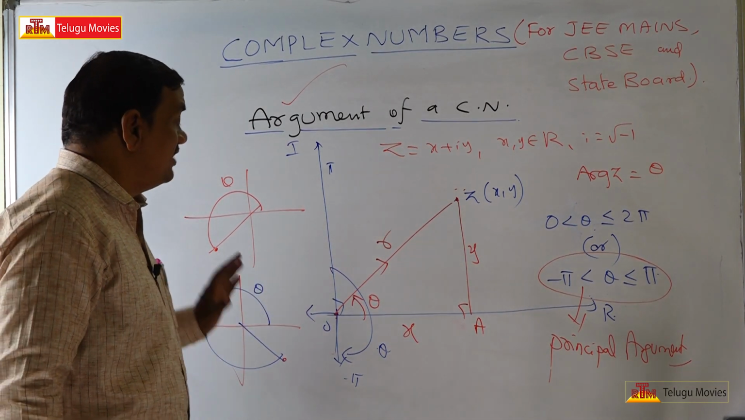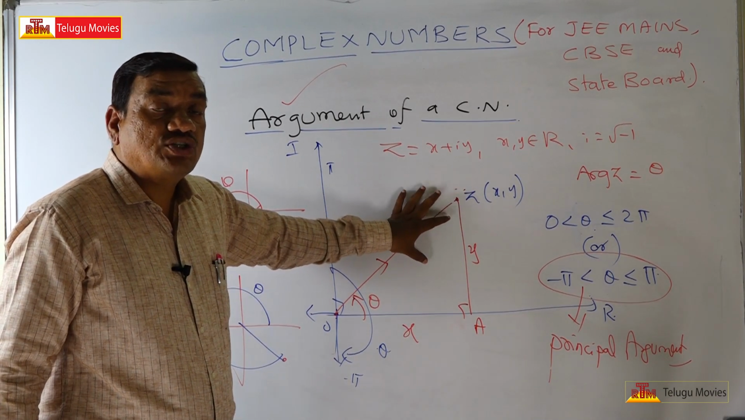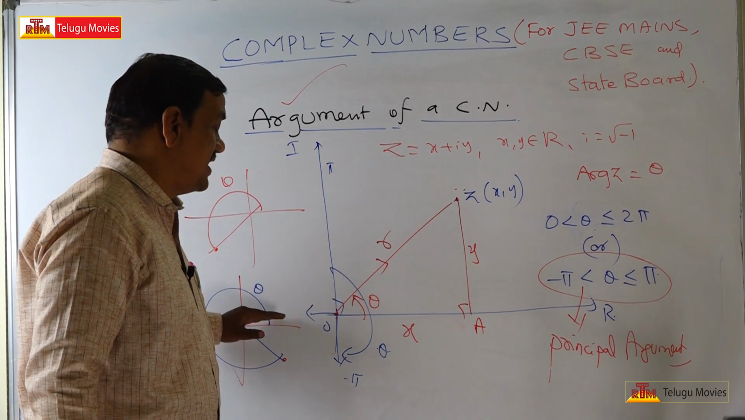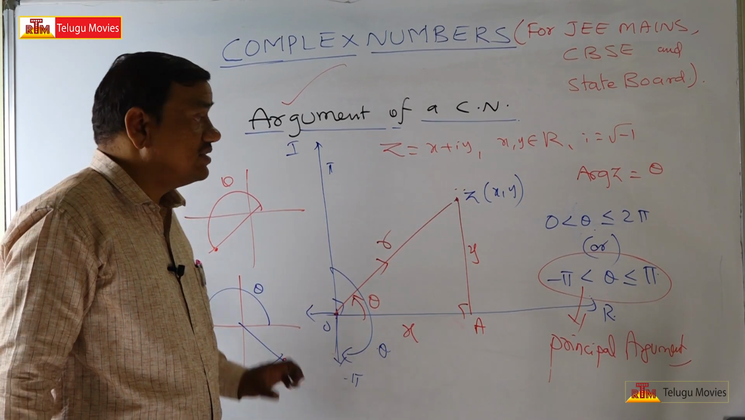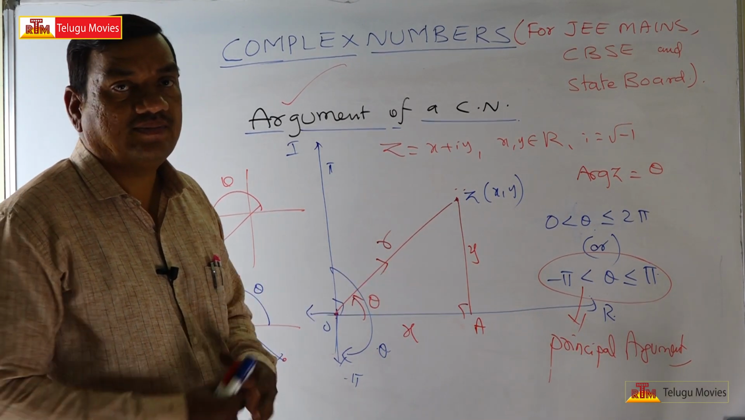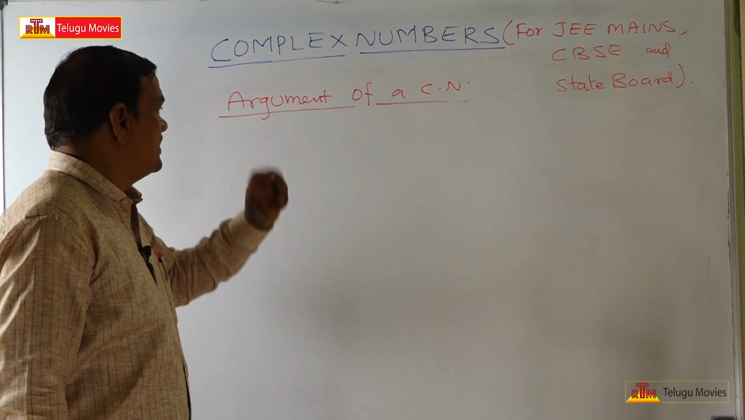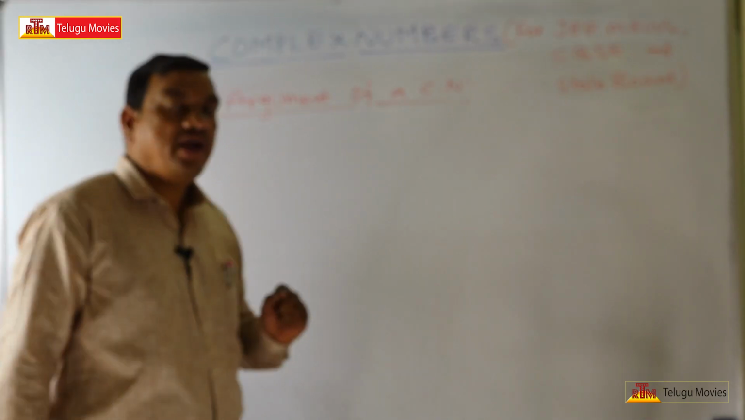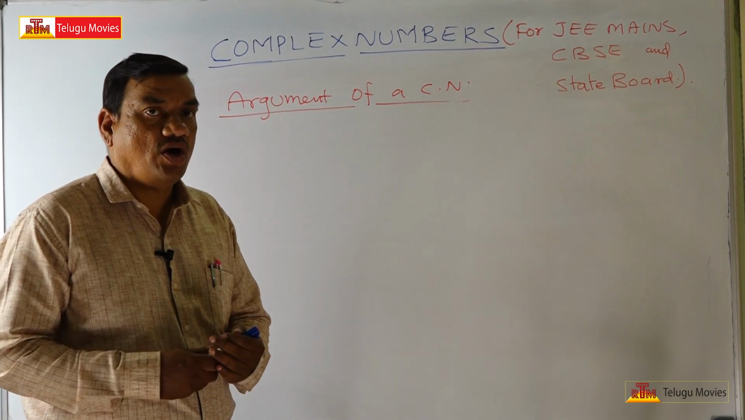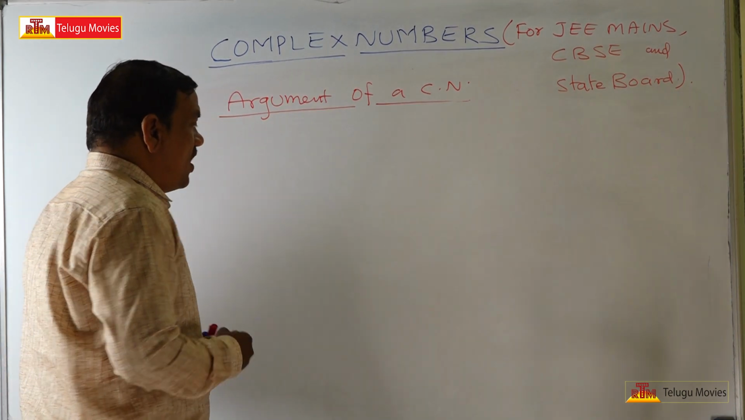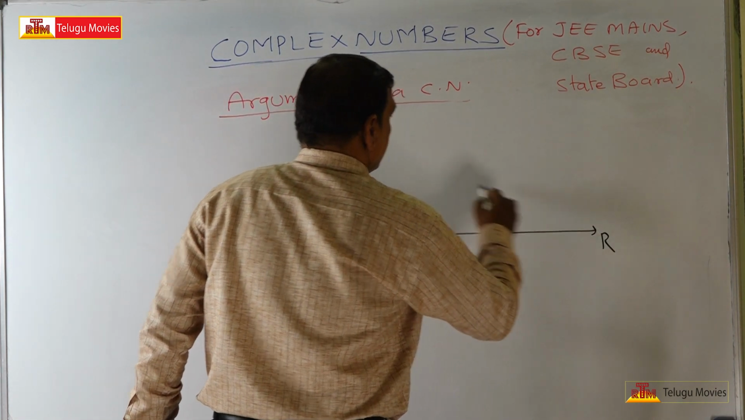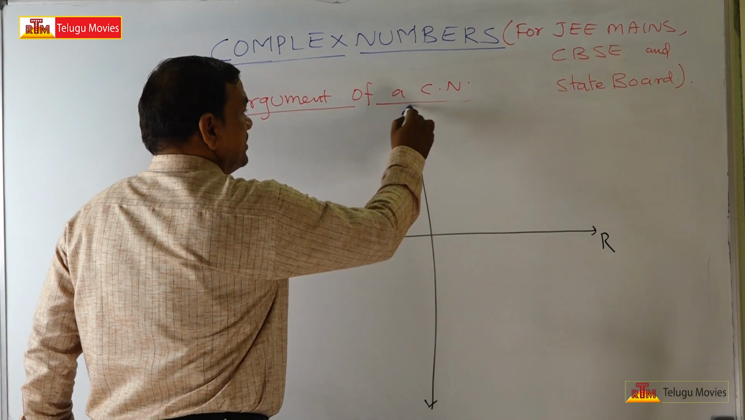Now let us see, if the complex number is in the first quadrant, second quadrant, third quadrant or fourth quadrant, or on the x-axis, y-axis, negative x-axis, negative y-axis, what is its argument? How to find its argument? Let us see that. Dear students, let us see the argument of a complex number when it lies in various places of the Argand diagram. So let us take the Argand diagram like this, with the real axis and the imaginary axis.